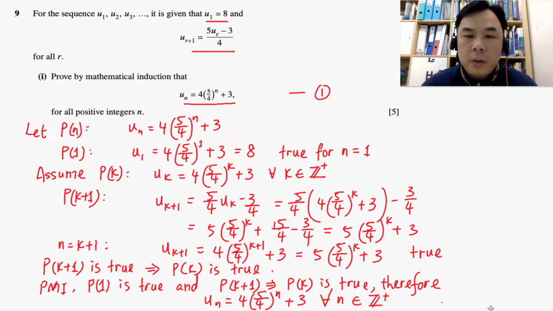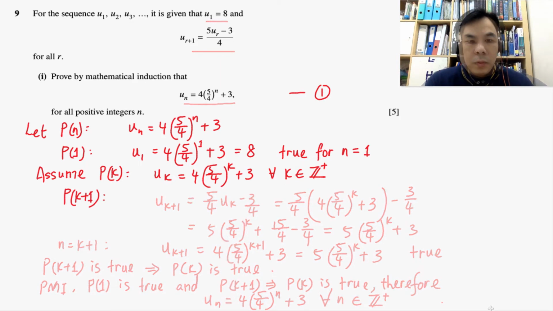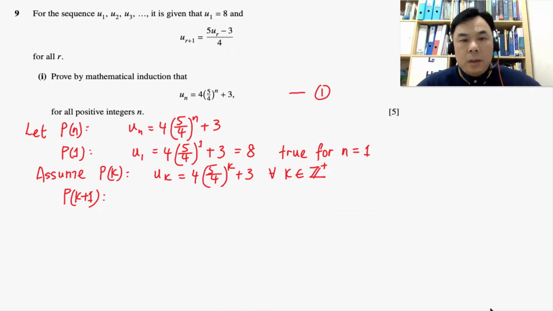Okay, and then there you have it. I hope that is clear for the first question here. Right, alternatively, some students might want to try a different approach when you perform the inductive process for Pk plus 1 here. So I'm going to present another alternative method here.